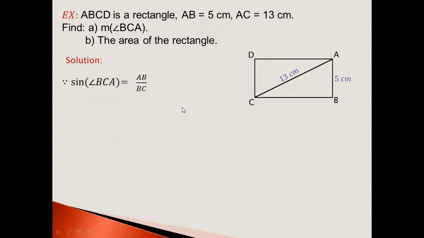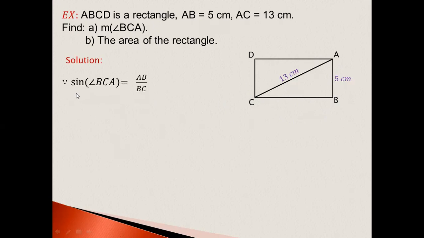Since sine of the angle BCA equals the ratio between the opposite side AB and the hypotenuse AC, because the measure of angle B is 90 degrees. This is a right angle triangle ABC, because this is a rectangle and each angle in this rectangle equals 90 degrees. So the measure of angle B equals 90 degrees. That means the triangle ABC is a right angle triangle.